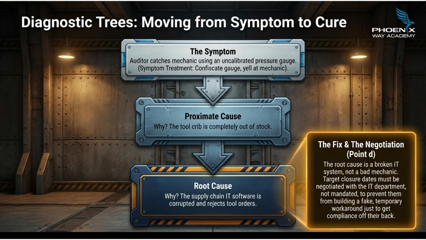So the root cause isn't a bad mechanic at all. The root cause is a broken IT system. You have to fix the software to actually close the finding. And to fix that software, you need Clause D: audit reports must be sent to the relevant departments giving target closure dates. But it contains a really brilliant caveat.